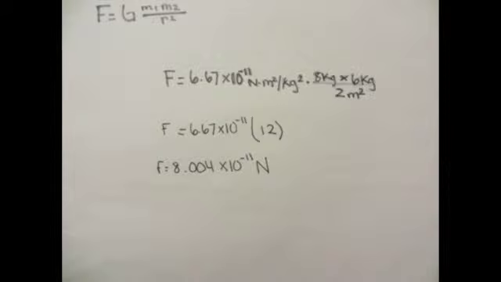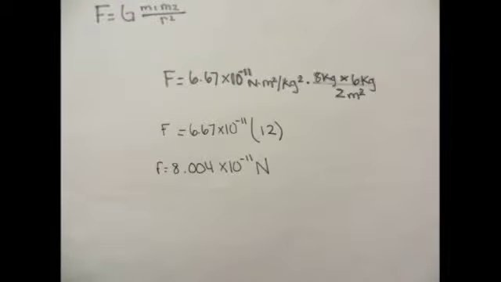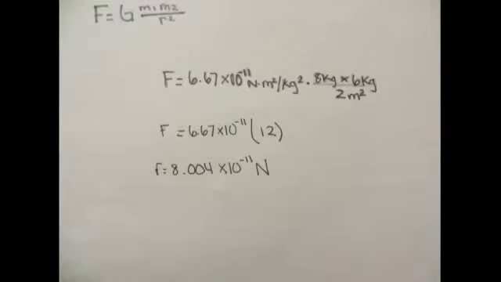Newton's law of universal gravitation states that the gravitational force between any two objects is directly proportional to the product of their masses and inversely proportional to the square of the distance between their centers.